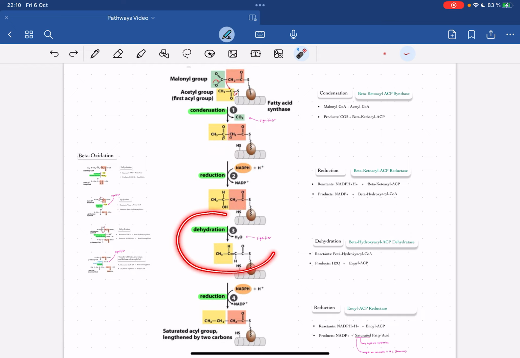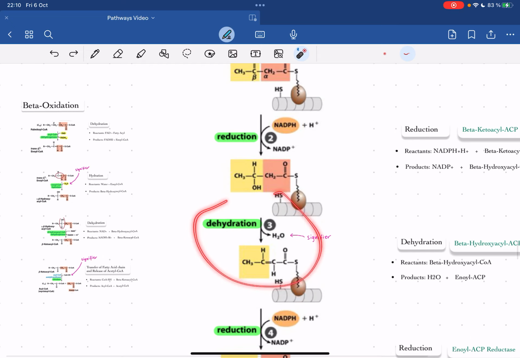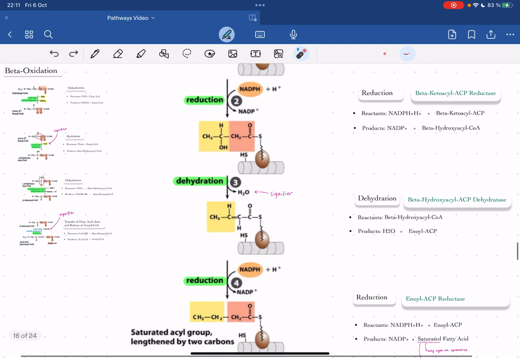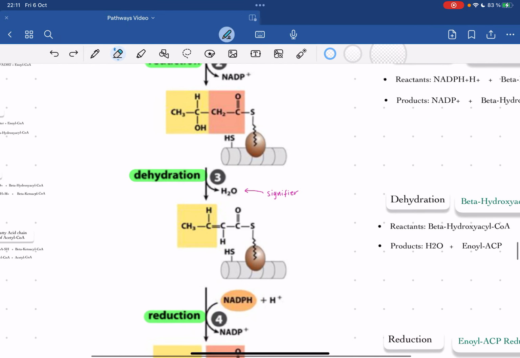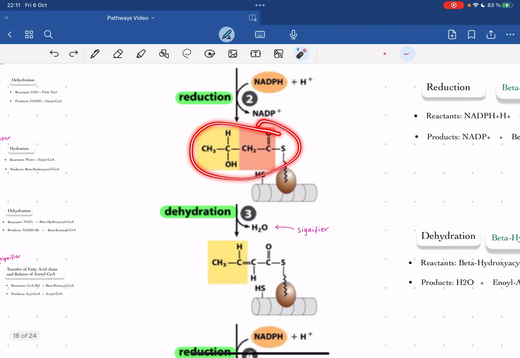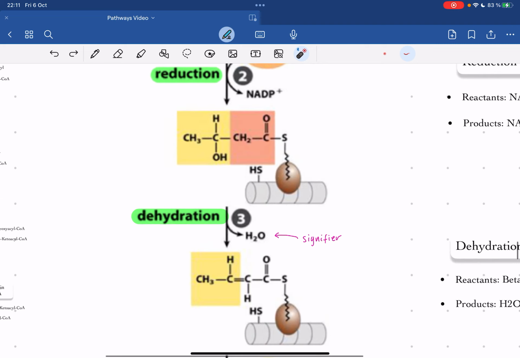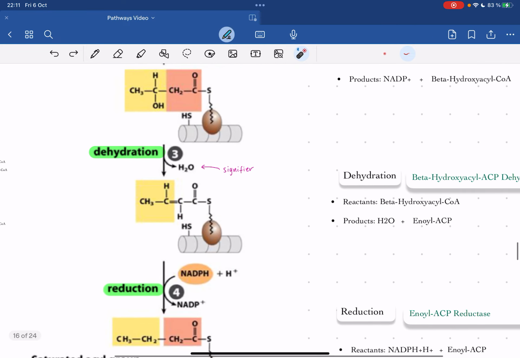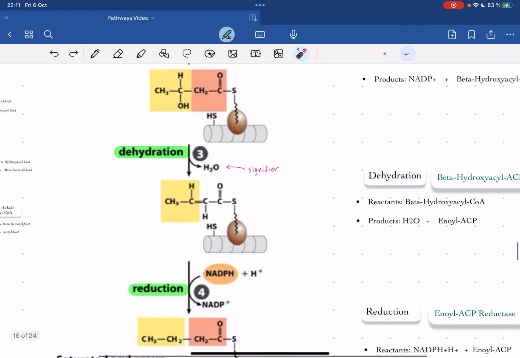Next up is the dehydration, and this is of course the opposite of the hydration phase that we have here. Dehydration is made by getting rid of H2O molecules from the initial molecule. So we're getting rid of 2 H's and 1 O. So this H we're getting rid of, this H and this O. And we're getting this molecule as an end, also known as an enol ACP.